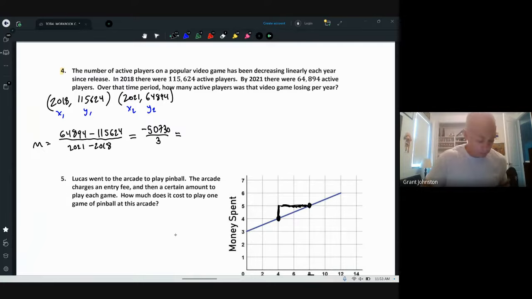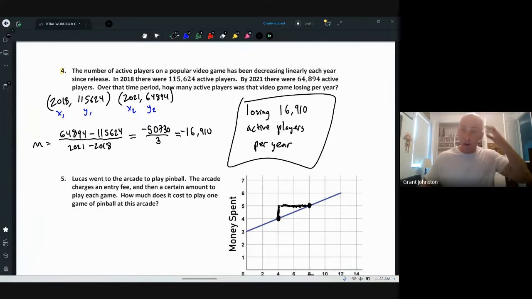And I got negative 16,910. So the question is, how many active players was that video game losing per year? That's why it's saying how much is it losing. That's why it's negative. So it's losing 16,910 active players per year. Okay, so I'll let you finish the rest.